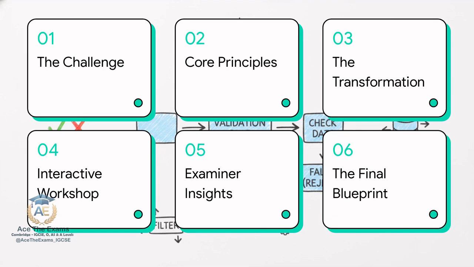Here's our architectural blueprint for today's session. We're kicking things off with the challenge, identifying exactly where the wheels fall off for most candidates. Next, we hit the core principles of checking data accuracy. Then, we go through the transformation to turn a terrible answer into a perfect one. We'll follow that up with an interactive workshop, unlock some examiner insights, and leave you with the final blueprint. Let's get right into it.